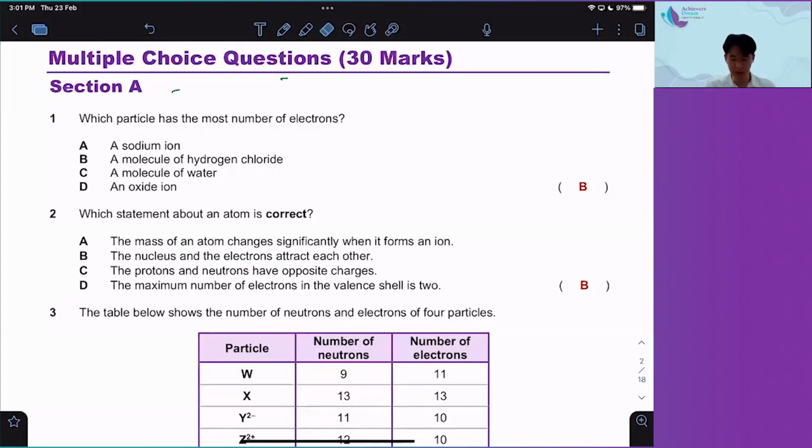Question 1, which particle has the most number of electrons? So let's look at the 4 different options. Option A, sodium atom has 11 electrons, the atom. So to form the ion, it will form Na+. That means 11 minus 1, you have 10 electrons.